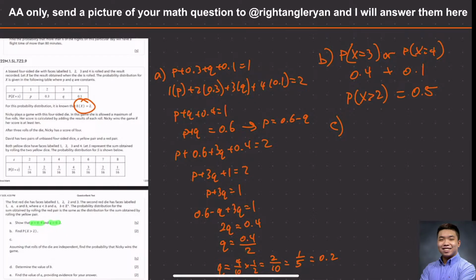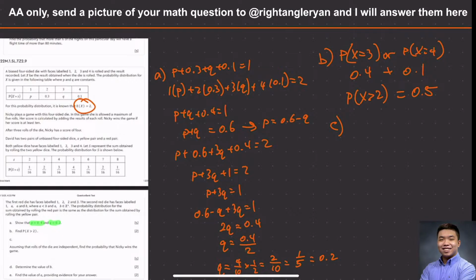Nikki wins the game if her score is at least 10 after 5 rolls, right? So I think the easiest way to do this is just figure out how many ways there are to get 10. We cannot have 1, 1, 1, 1, 1, because 5 ones would be less than a score of 10. What if we have 5 twos? That's 10, that's okay. If we have 5 threes, that's fine. And if we have 5 fours, that's fine.